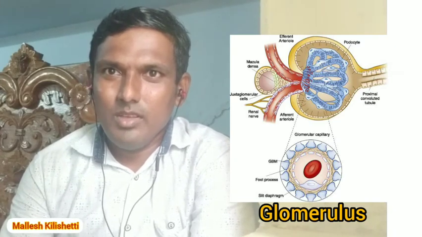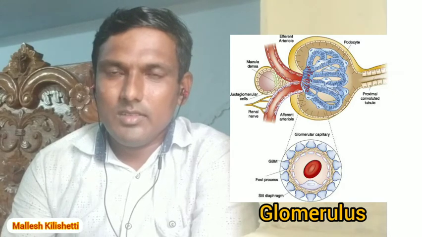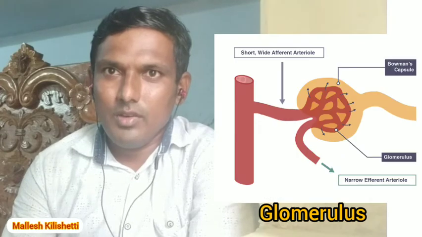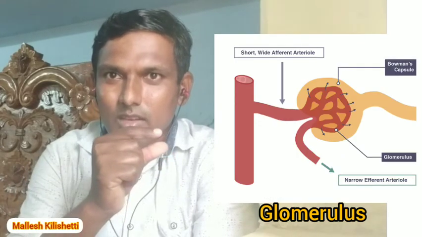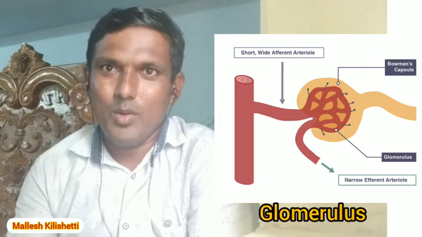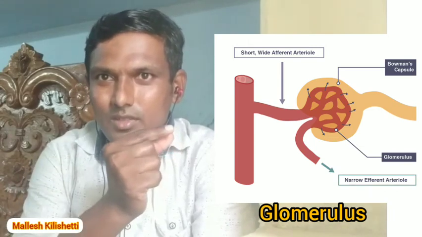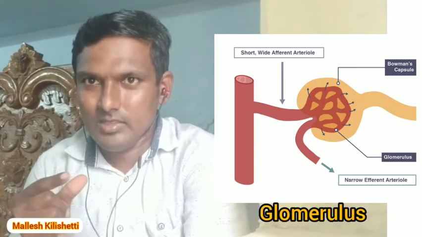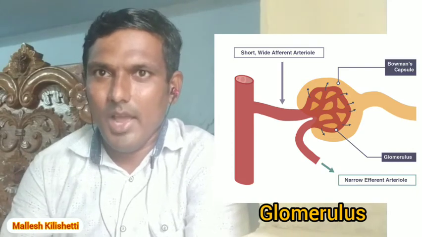The Malpighian body contains two types of arterioles, the afferent arteriole and the efferent arteriole. The afferent arteriole has a very large diameter, and the efferent arteriole is narrow. When blood enters the afferent arteriole, the diameter is big, so more blood enters, and at the exit the efferent arteriole is very narrow.